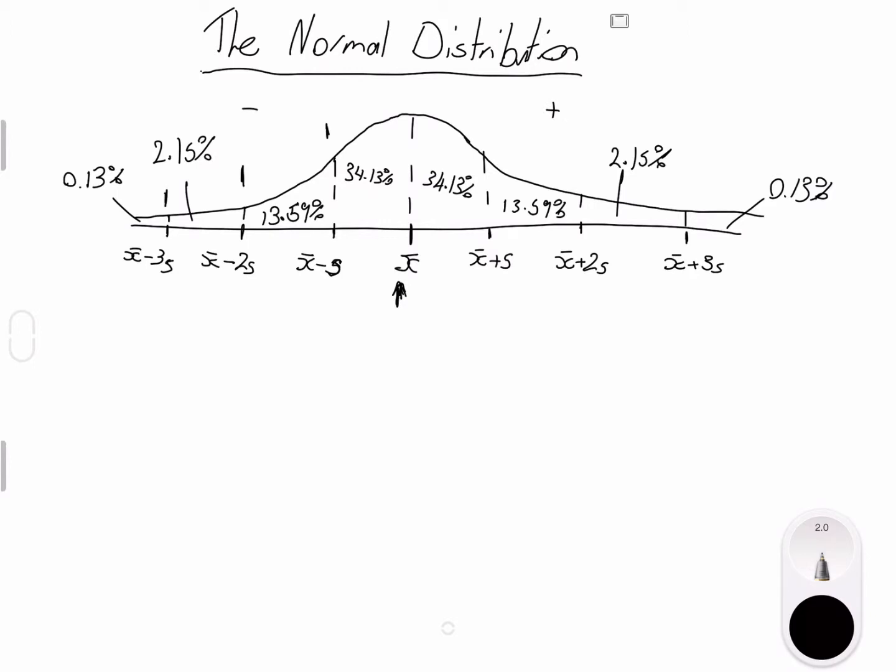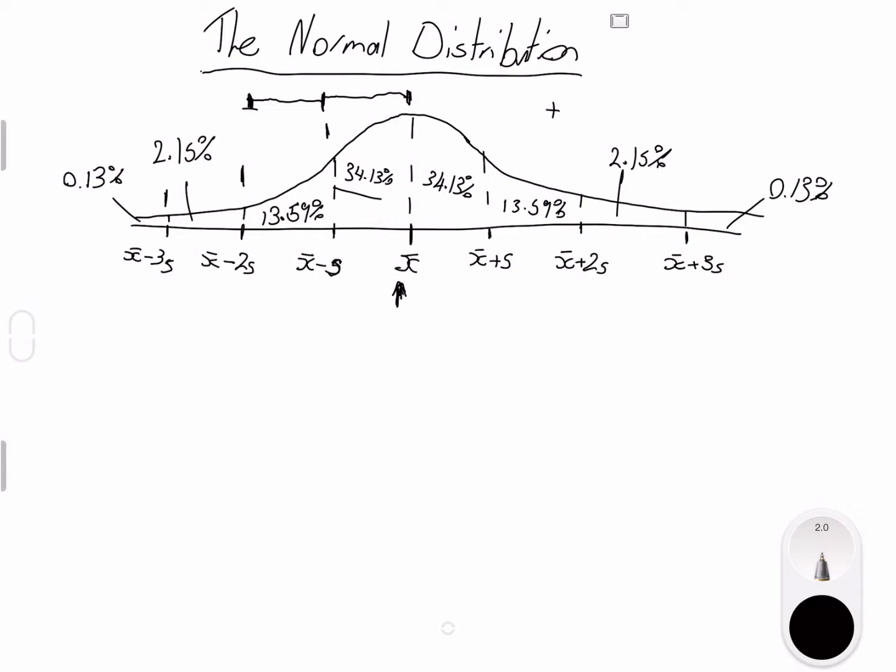The percentages that we've got here, so this 34.13%, that means that 34.13% of the data lies between the mean and the first standard deviation, or one standard deviation away from the mean. 13.59% lies between one standard deviation and two standard deviations away from the mean, and so on. So whatever happens on one side of the mean happens on the other side.